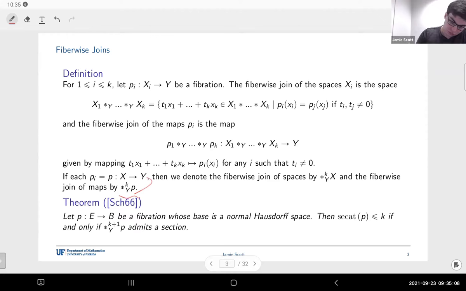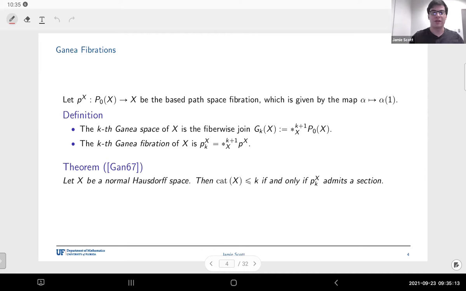And so here we have a special case. These are called Ganea fibrations, and this is for when we're looking at the based path space fibration. Again, this is the map that maps a based path to its endpoint, its non-fixed endpoint. And so the kth Ganea space is the k plus one fiberwise join of the based path space fibration. And then of course, there's a theorem from Ganea that is essentially the theorem from Schwarz in this case, which is that if X is a normal Hausdorff space, then the category of X is less than or equal to k if and only if the kth Ganea fibration admits a section.